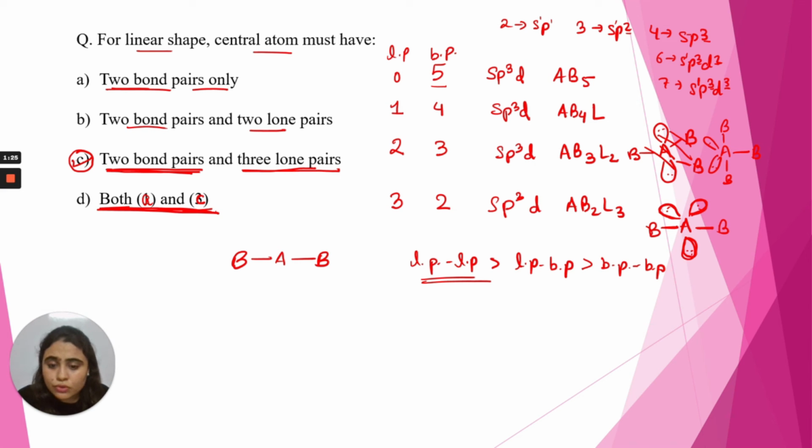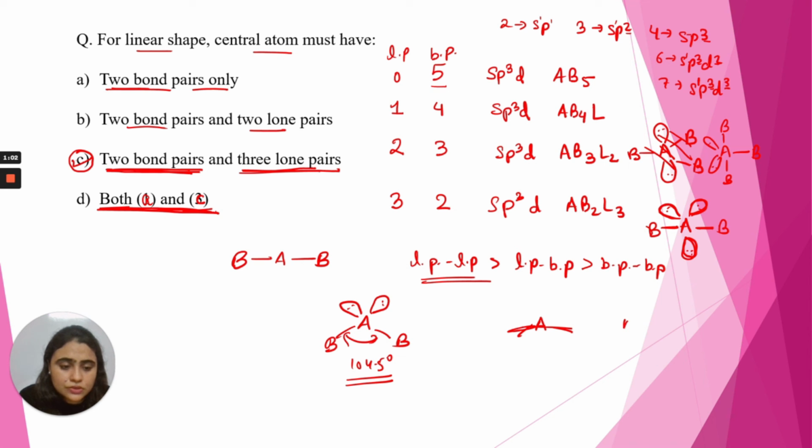2 बॉन्ड पेयर्स और 2 लोन पेयर्स होगा तो क्या होगा, 2 bond pairs and 2 lone pairs, then we will have a bend shape. If there are 2 bond pairs and 2 lone pairs, then we will have a bend shape and the bond angle will be 104.5 degrees. If there are 2 bond pairs and 3 lone pairs, then also we will have a linear shape. Because the 2 bond pairs are in this way and the 3 lone pairs are in this way. So then also we'll have a linear shape.